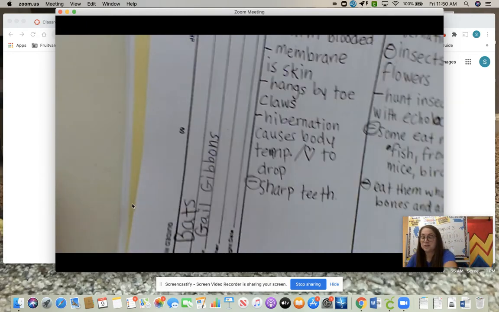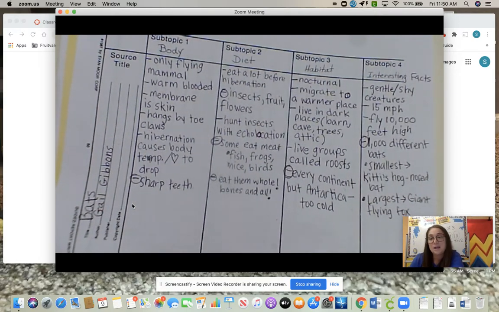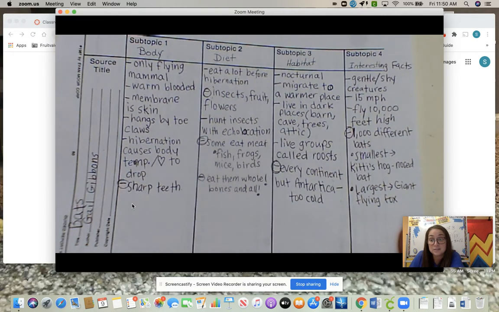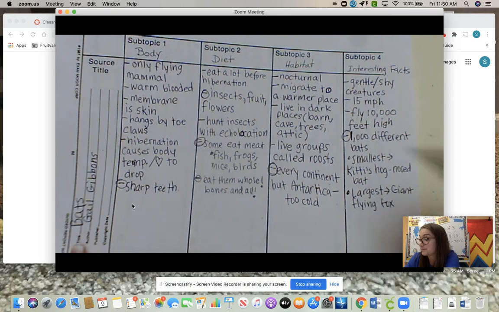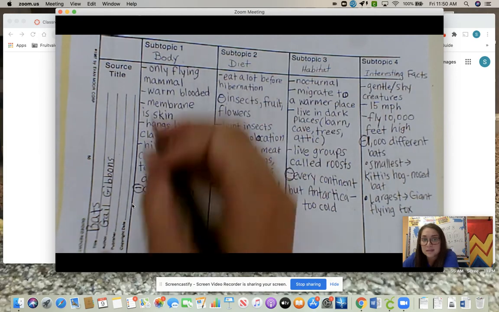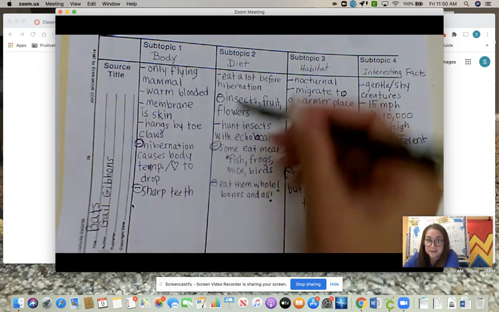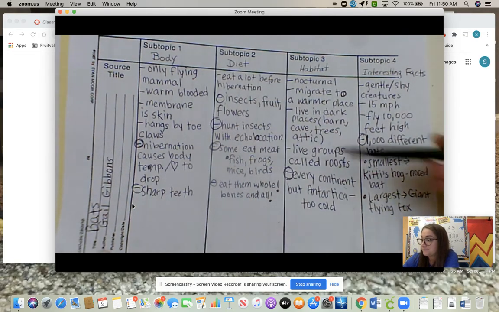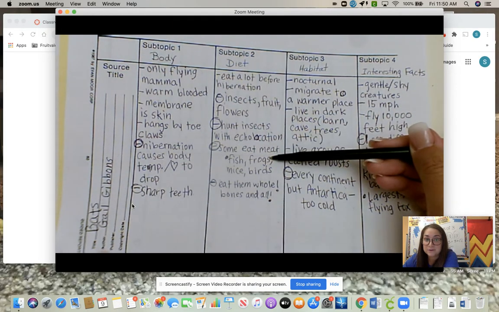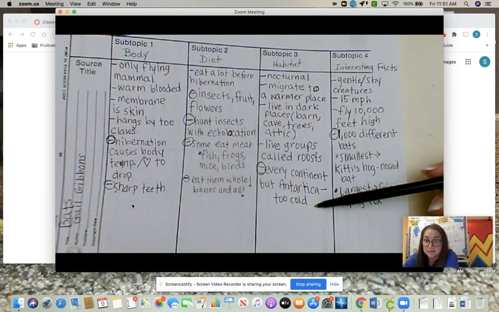Next, I am just going to show you what we added to our graphic organizer. And then I will put the link to the story in the comment box for the read aloud. So we actually added sharp teeth. Actually, I think we added this one too. So the hibernation and sharp teeth we added today. We added hunt insects, the food they eat, and how they eat them whole. We added every continent. They live on every continent but Antarctica because it's too cold.